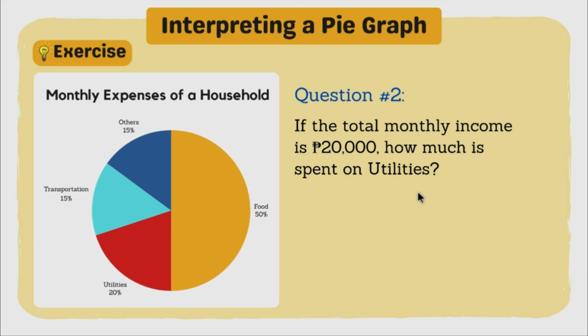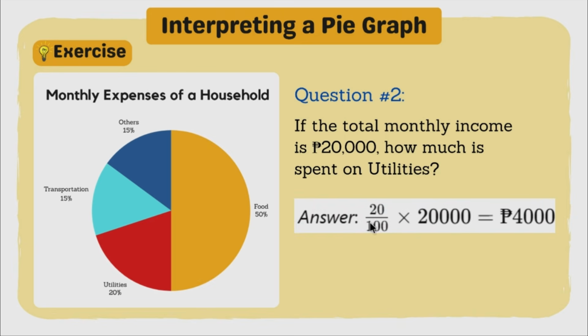Next question. If the total monthly income is 20,000 pesos, how much is spent on utilities? Okay, so paano po yan? Okay, our answer is you just divide 20 by 100. Utilities has 20%, i-divide lang po natin sa 100 yan. Kasi yun po yung kabuuan niya, 100%. And then multiply natin sa 20,000. Magkano po yun? It will be 4,000 pesos.